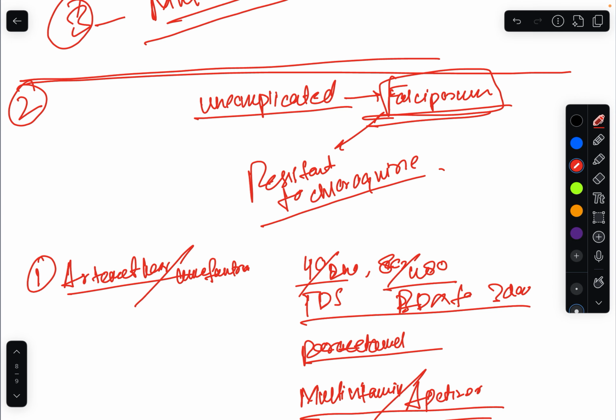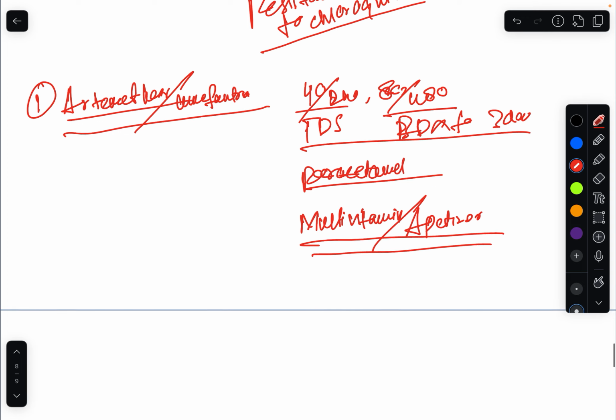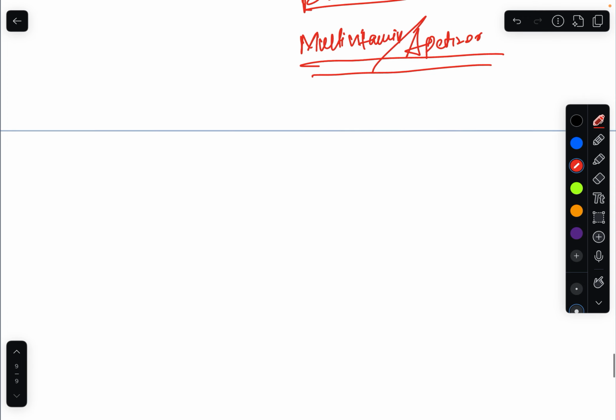But if the uncomplicated malaria is due to falciparum, we already know that it is chloroquine resistant, so we cannot go with pathway number 1. We are only left with pathway number 2, which is artemether lumefantrine. The rest of the management is the same for uncomplicated falciparum malaria. The only thing you should remember is that falciparum is resistant to chloroquine. So this is how we manage the patient with uncomplicated malaria.